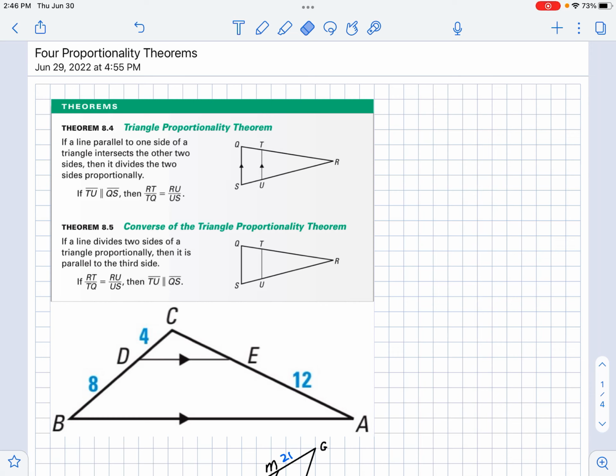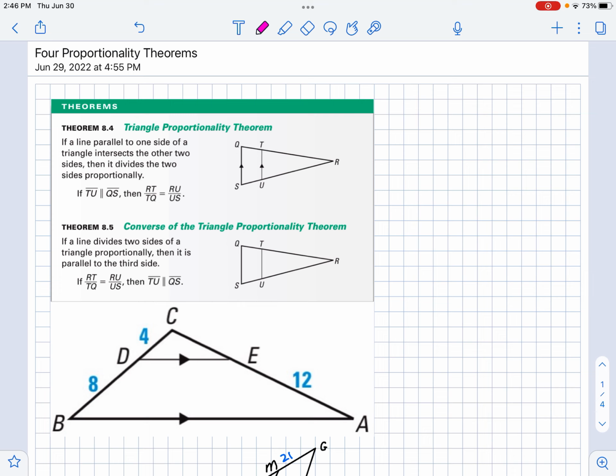Now we're going to look at 4 theorems involving proportionality. The first one involves a triangle that has a line come through and intersect two sides of the triangle, and that line is parallel to the third side, like we see here. Now, when that happens, here's what we can say.